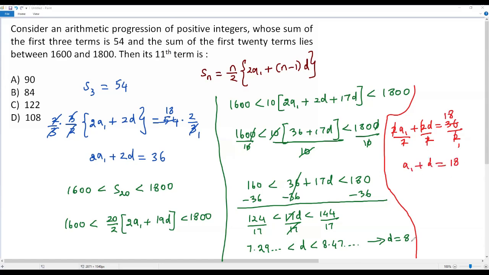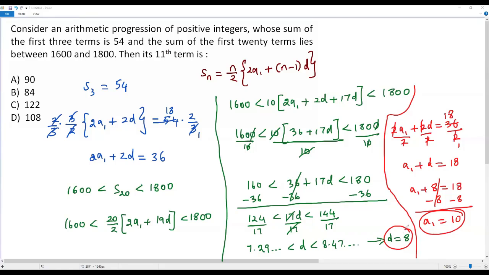Now we can plug in the value of d, that is 8, for d over here. Then I am getting a1 plus 8 equals 18. Now let me subtract 8 from both sides of this equation to solve for a1. Then I am getting a1 equals 18 minus 8, which is 10. Now I got the value of the first term a1, that is 10, and the common difference we already got, that is 8.